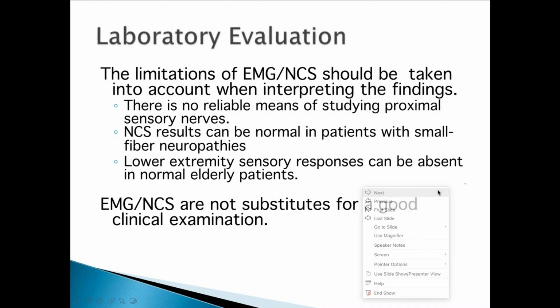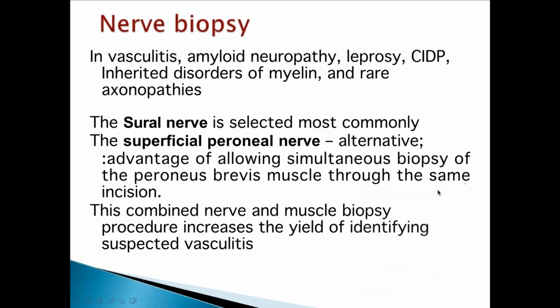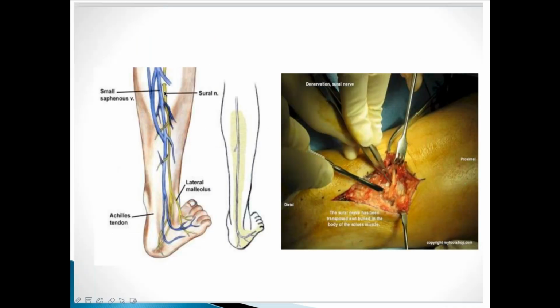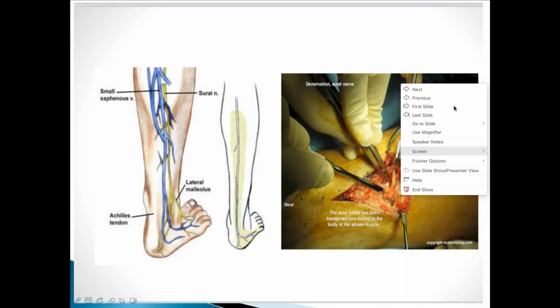Now I'll just describe nerve biopsy in a bit of detail. This is how exactly you do it from the peroneus muscle. You isolate the sural nerve, take a small part of the nerve. This is how it is done, and you just need to know how and where it is done. The sural nerve is selected most commonly for vasculitis, amyloid, leprosy, CIDP, inherited disorders, and rare axonopathies.